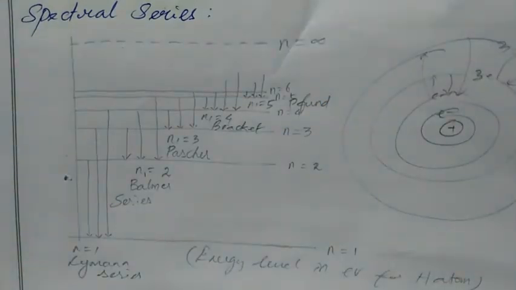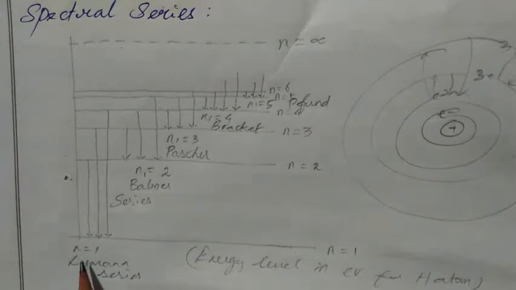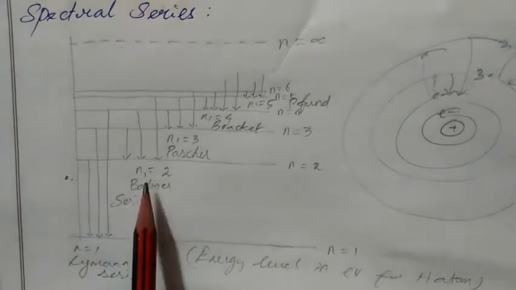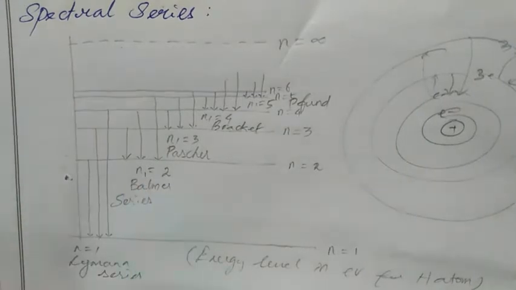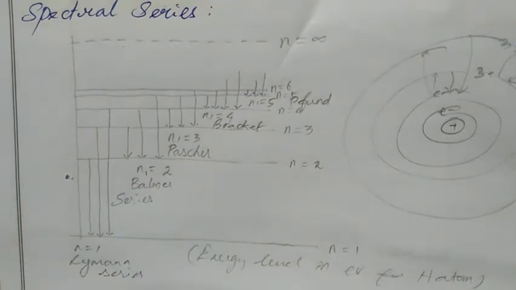So based on the transition of the electron, to which orbit it returns, we have these kinds of series: Lyman, Balmer, Paschen, Brackett, Pfund. The n1 value depends on which orbital the electron returns to. Here n1 is 1. Why? Because the electron returns to the first orbital. But here n1 is 2 in Balmer, since the electron returns to the second orbital. Here n1 is 3, and it goes on.